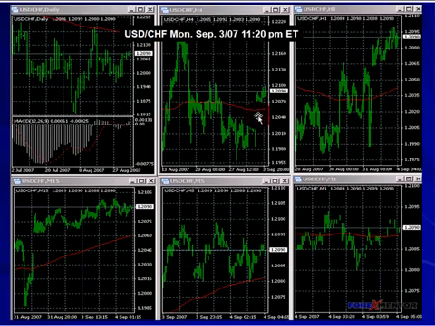I should point out that these lines here, the red lines, are the 200 EMA. And I want you to observe price action in relation to that red line in all of these charts and then make a trading determination.